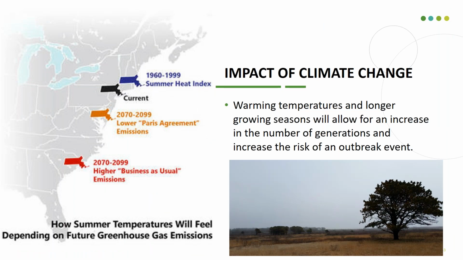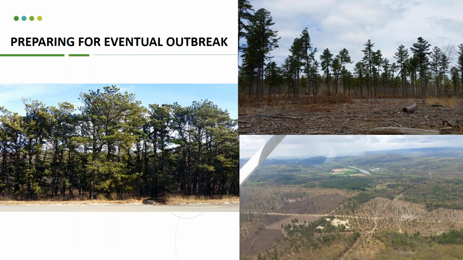So even on lower emission projection rates, we'll be down in Maryland and Virginia, which is an area that is very common for southern pine beetle to occur. So it's in its native range. It's an area where it has these outbreak events. And there are some things we can do to prepare for an eventual outbreak event.